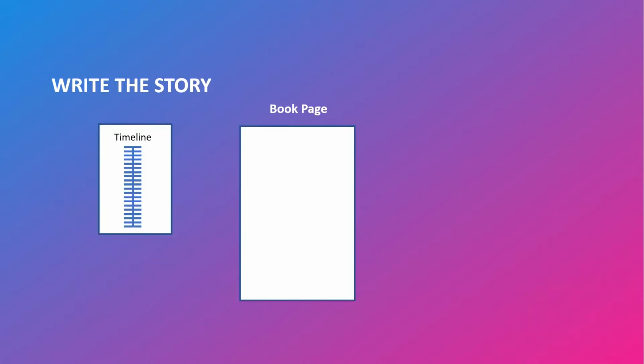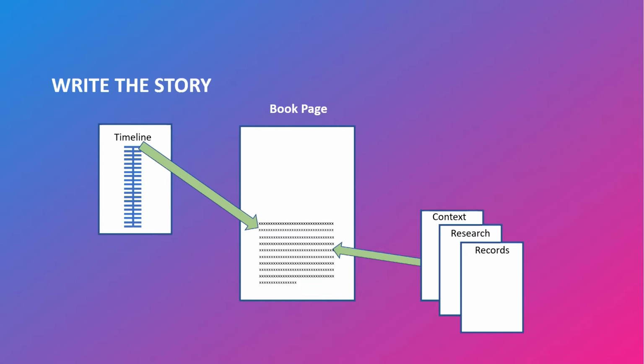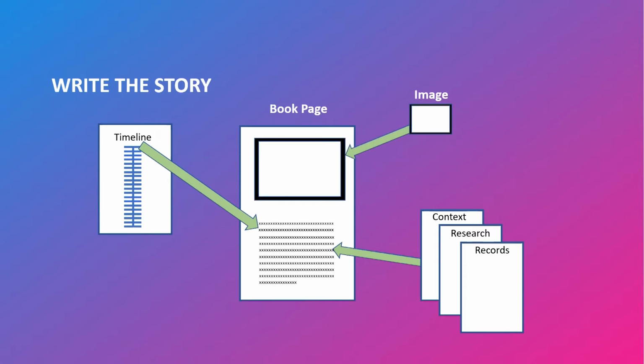Well, you start with your timeline and a blank page. You take an event from the timeline, put it into a sentence or 2, and then you go back and look at your research. And you may have details from records or perhaps some conclusions that you made, and maybe even some of that context information that brings this part of the story to life. And you'll add them and flesh out the text that you've written. Then you'll choose an appropriate image, put it on the page, and you've got a full page complete.